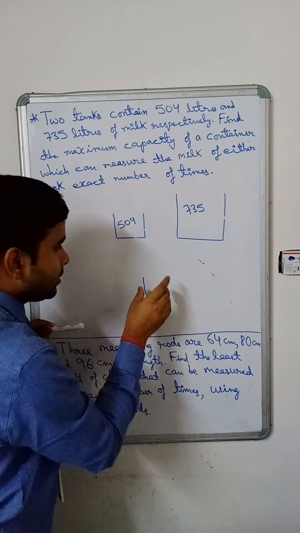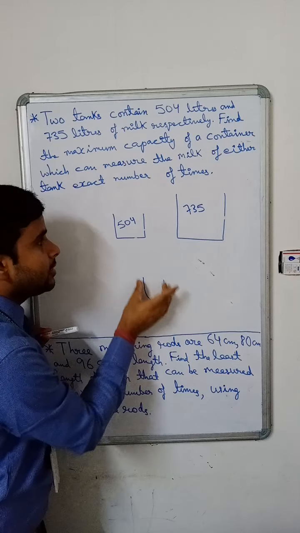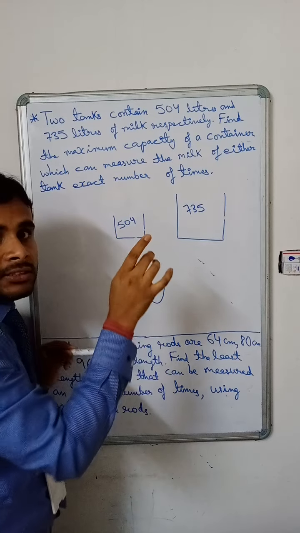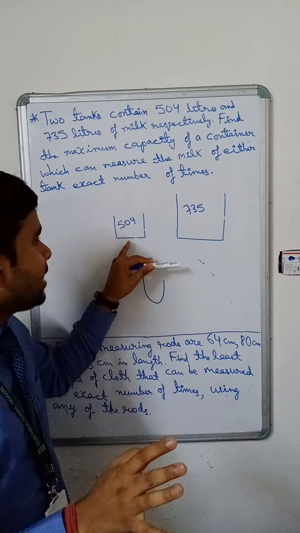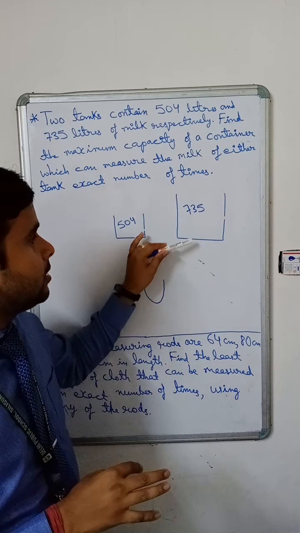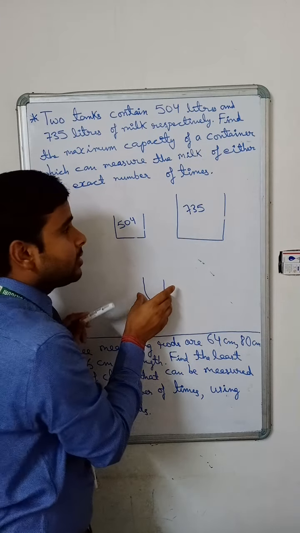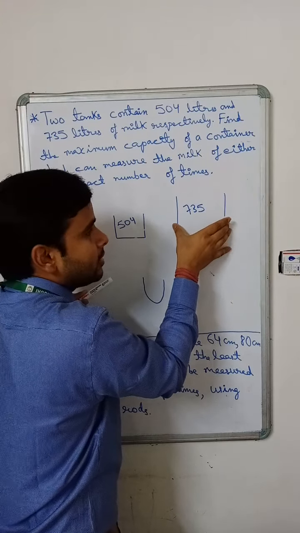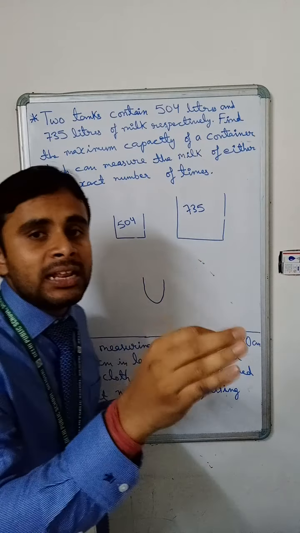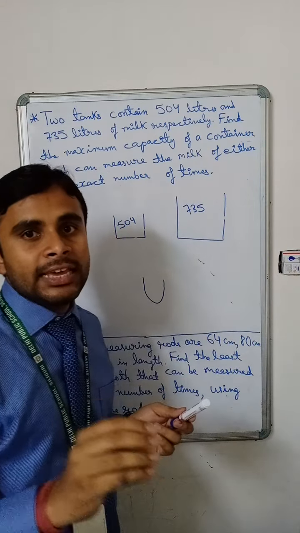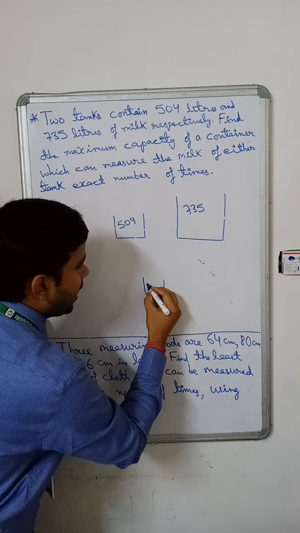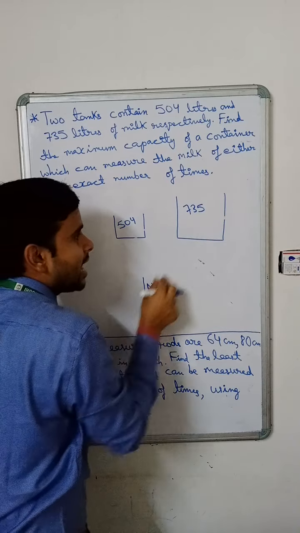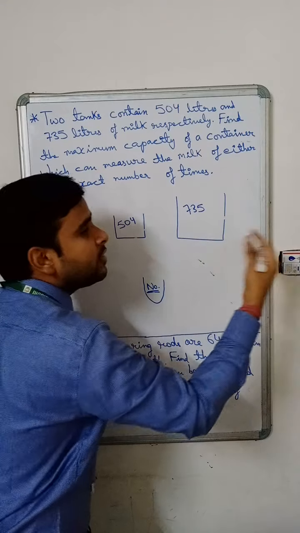It means that the capacity of this container should be such that if that container measures the milk contained in this tank, there should be no remainder in the tank. There should be no milk left in the tank. And similarly, the same container, if it measures the milk contained in the second tank, there should be no remainder. It means there should be no milk left in the second tank also. It means that I need a number that exactly divides 504, that exactly divides 735 without leaving any remainder.